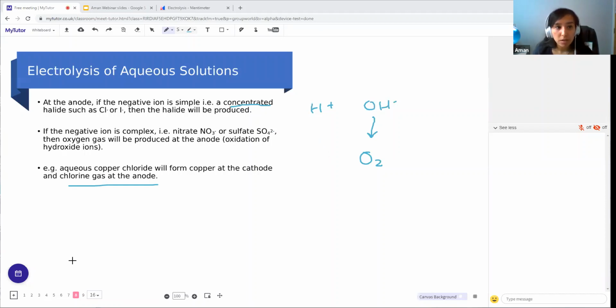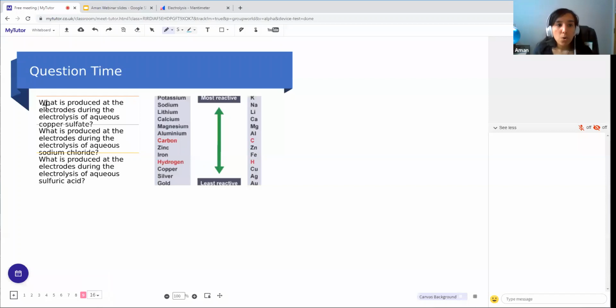Okay, great. So a few questions then. What is produced at the electrodes during the electrolysis of aqueous copper sulfate? So first of all, the cathode. What's produced at the cathode when we do aqueous copper sulfate? Good, copper, and that's because it's less reactive than hydrogen. Excellent, well done. Okay, what about the anode? What's produced at the anode? Sulfate, I'll tell you, is a complex ion, and we know that. Good, so it's not going to produce sulfur, it's going to produce oxygen. Excellent, well done.